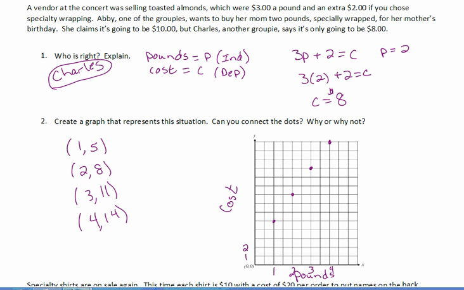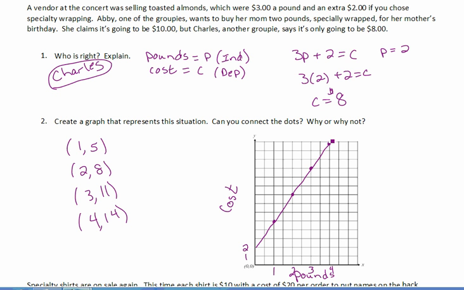Okay, one thing that I know about it. Another thing, it asks, can I connect the dots? So what that means is, are there values in between these dots that I could actually have? Well, let's answer that question. We're dealing with pounds. This value right here is 1.5 pounds. Can I buy 1.5 pounds of almonds? Sure I can. So can I connect these dots? Yep. So I am actually going to do that.